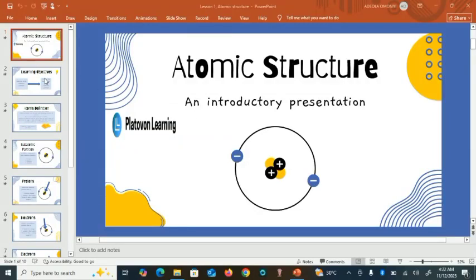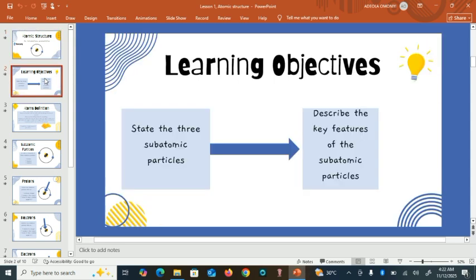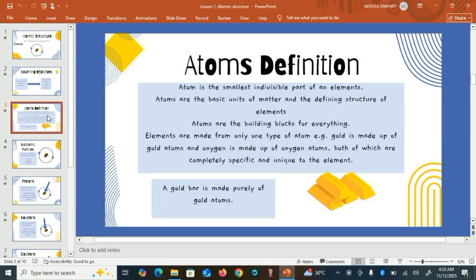In the introduction, we learn what an atom is, and the other things we'll be looking into in this lesson. The learning objective for this lesson is that we should be able to state three subatomic particles at the end of this lesson, and describe the key features of the subatomic particles. Let's get started.